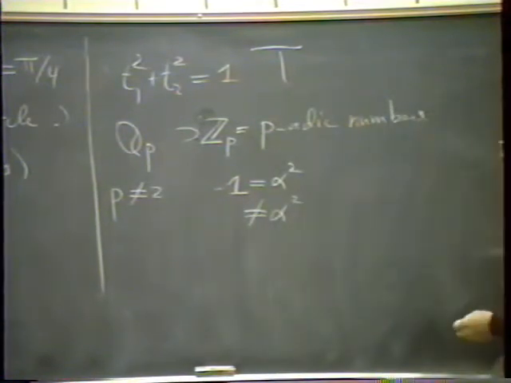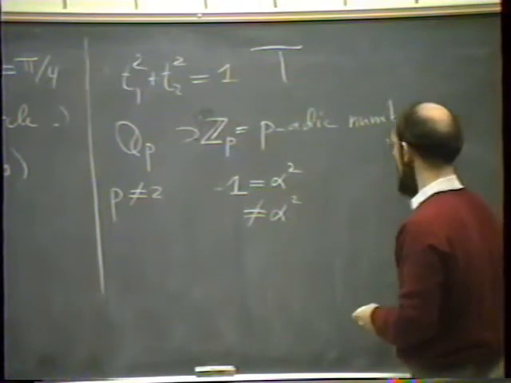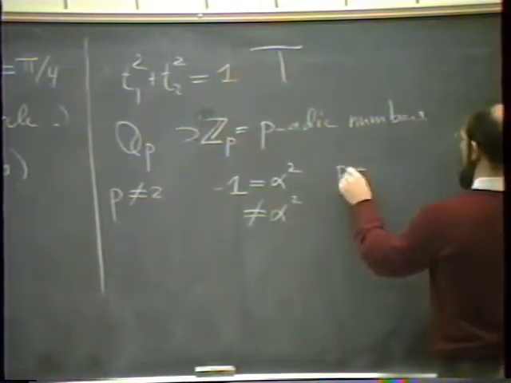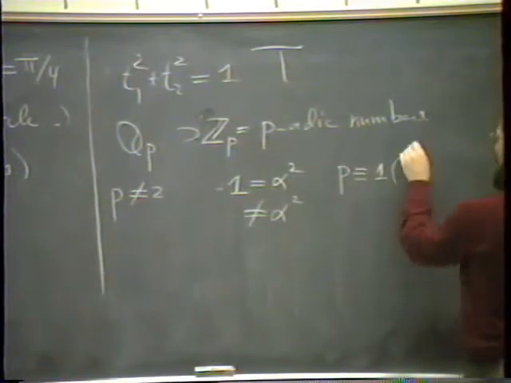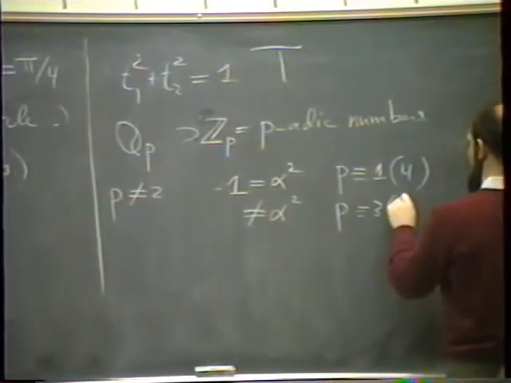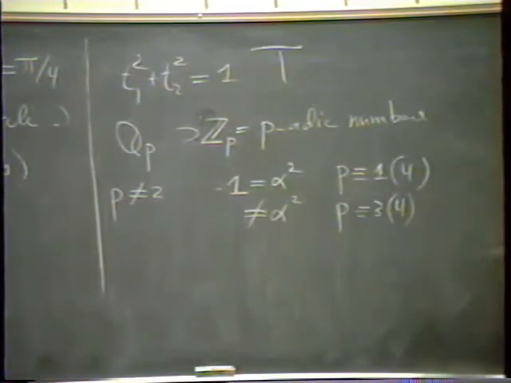Okay, and it turns out that -1 will be a square if p is congruent to 1 mod 4, and it won't be if p is congruent to 3 mod 4. Okay.